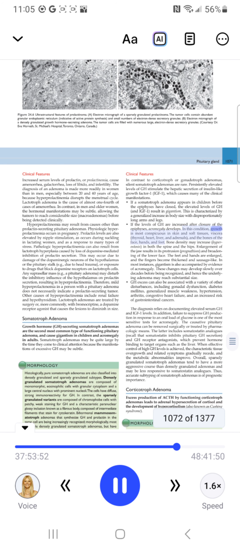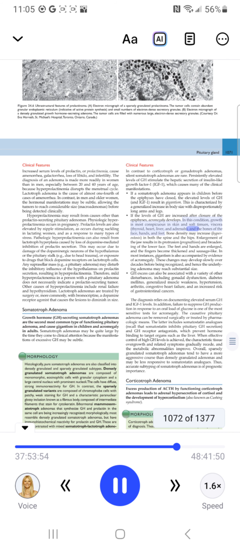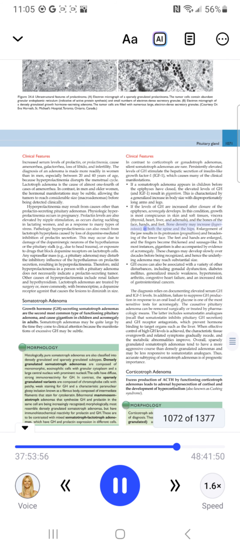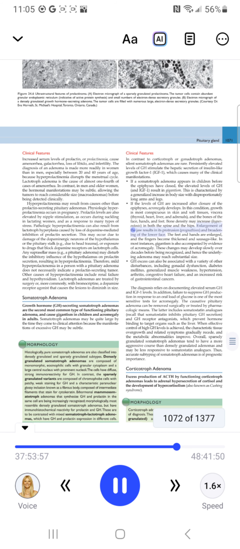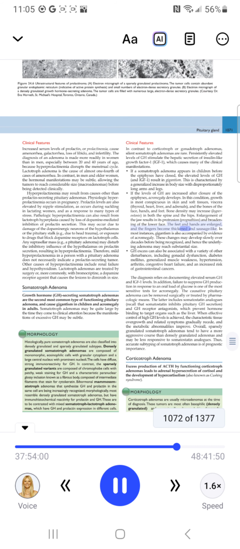In this condition, growth is most conspicuous in skin and soft tissues, viscera, thyroid, heart, liver, and adrenals, and the bones of the face, hands, and feet. Bone density may increase (hyperostosis) in both the spine and the hips. Enlargement of the jaw results in its protrusion (prognathism) and broadening of the lower face. The feet and hands are enlarged, and the fingers become thickened and sausage-like.